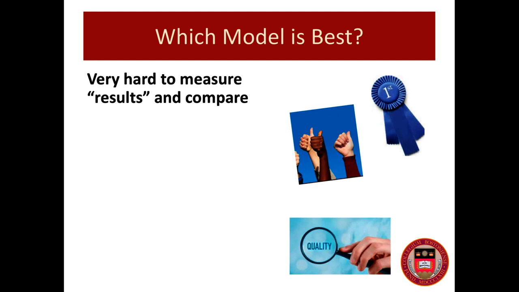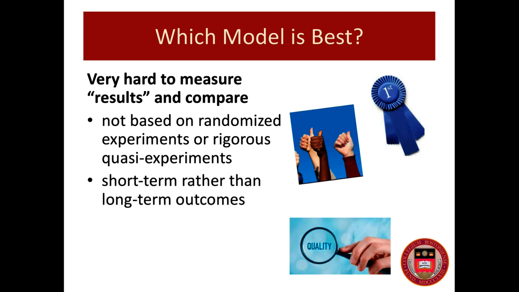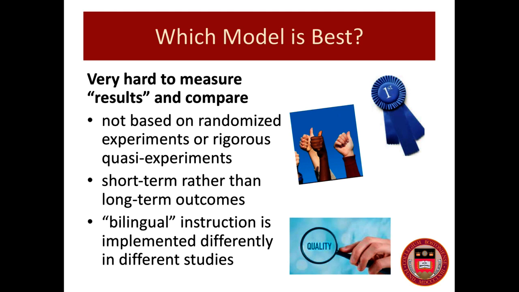So which model is best? It's really hard to measure results and compare. Most of the research on bilingual education on these models is not based on randomized experiments or rigorous quasi-experiments. They tend to focus on short-term rather than long-term outcomes. And across models, across states, bilingual instruction is implemented very differently. So sometimes we're not really comparing apples to apples, we're comparing apples to oranges, right? So-called bilingual instruction is implemented differently in different studies, so it's really hard to synthesize the results.